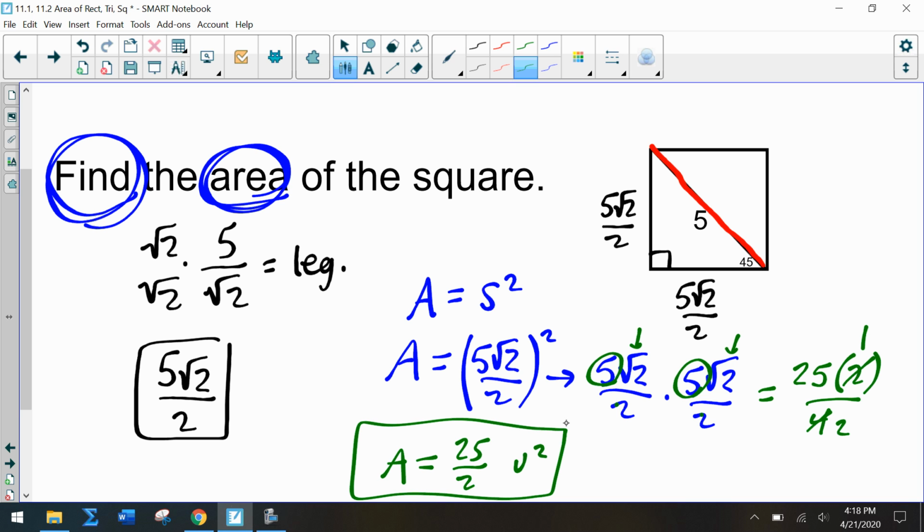You could leave it as an improper fraction, or we can use a mixed number if you prefer. But make sure to include your units. So this one's a little bit tougher because it's involving the special right triangles, and we have to remind ourselves how to find the sides of a triangle given the hypotenuse, and kind of bringing all these, the quadrilateral unit and the special right triangle unit together.